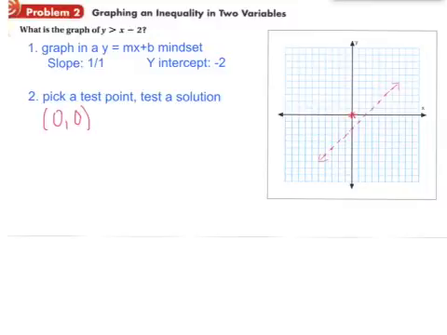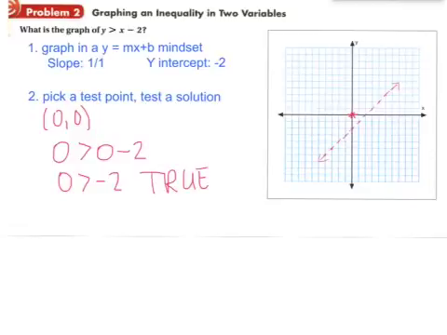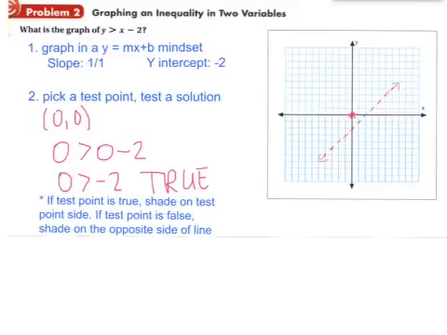On my graph, I've indicated where (0, 0) is located, and now I'm going to test for a solution. Plugging in 0 for both x and y, I have 0 is greater than 0 minus 2. The simplified inequality 0 greater than negative 2 is a true statement.